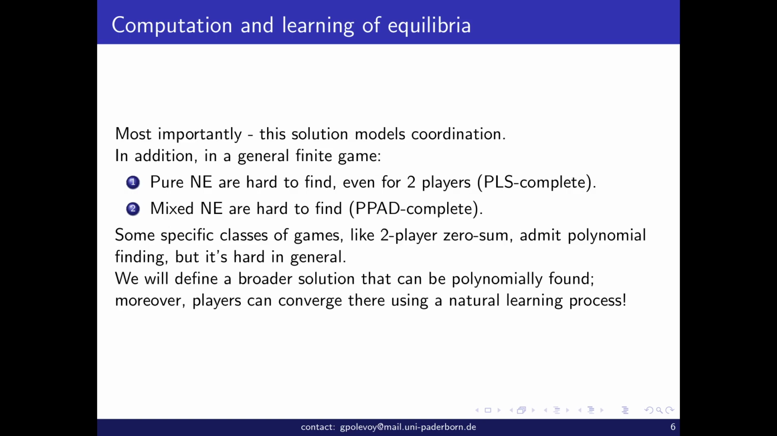Now, in addition, something we have not done and won't do in this course, but something for you to know in general, especially for people who like algorithms, machine learning, and so on, and economics, of course, because it's practical, or social sciences, because social sciences are also a domain which can be modeled using game theory. So, in a general finite game, it can be proved that pure Nash equilibria are hard to find, even for two players. They're so-called PLS-complete, so they're at least as hard to find as finding a local optimum.